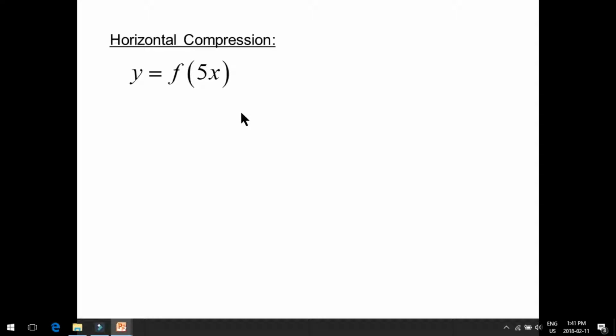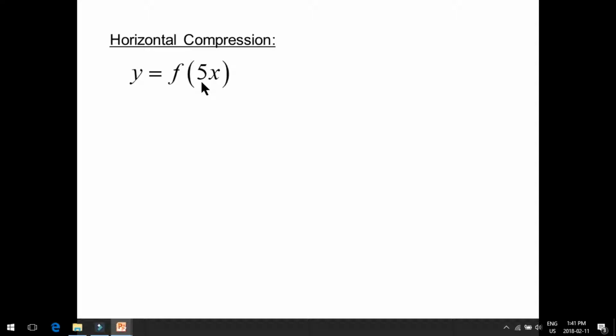This is a horizontal compression of y equals f of x. Horizontal because the factor 5 is within the input station. Anything within the input station has to do with horizontal motion. So the question is, how is this a compression? Wouldn't it be a stretch? It's a pretty natural question. I mean, it says 5 times. Wouldn't it be a stretch?